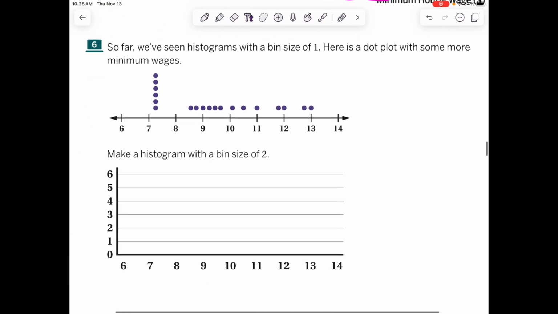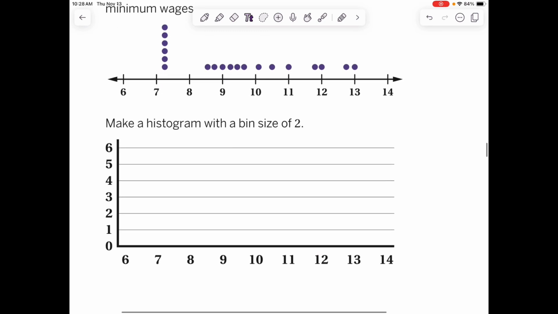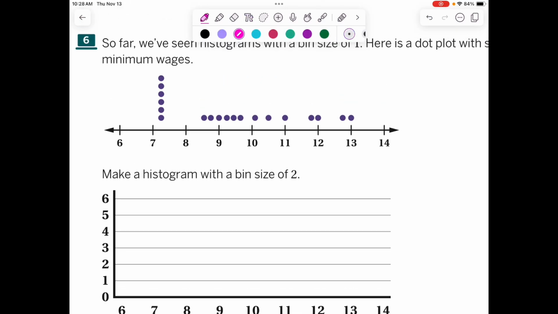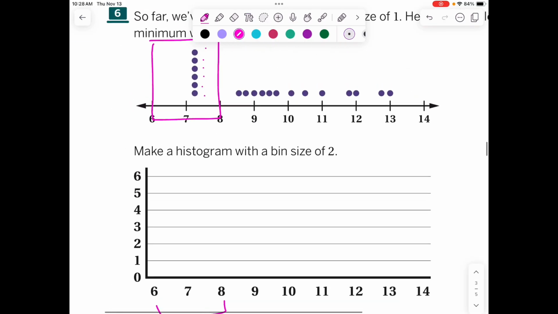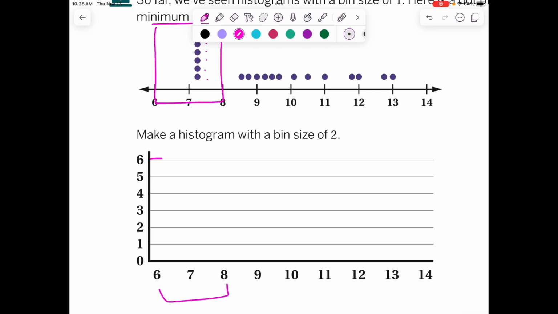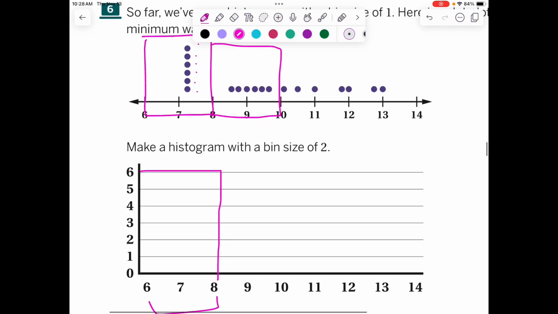All right, slide 6. So far, we've seen histograms with a bin size of 1. Here's a dot plot with some more minimum wages. We are going to make a histogram with a bin size of 2. So that means I'm going to do numbers from 6 to 8. If I take a look at my dot plot, 6 to 8, there are 6 dots. So I'm going to make a big bin like that. All right, so then from 8 to 10, I have another 6 dots.